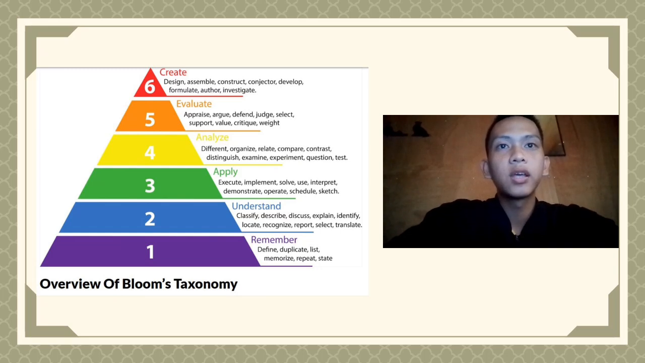For the summary and conclusion, each level builds on the one before it, promoting higher-order thinking as a student moves upward. This framework is for classifying educational goals into levels of complexity and depth.